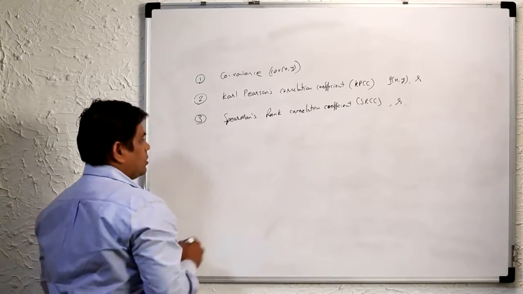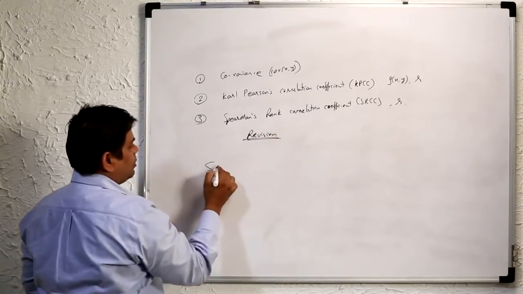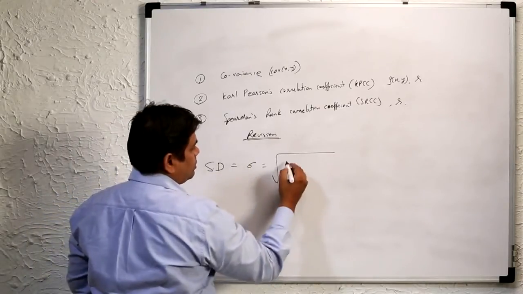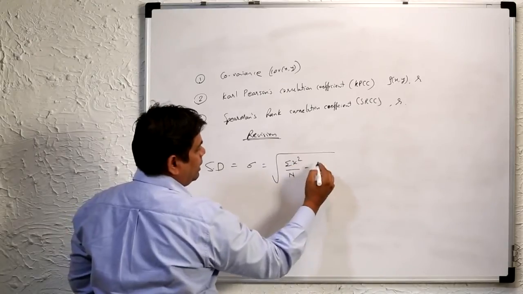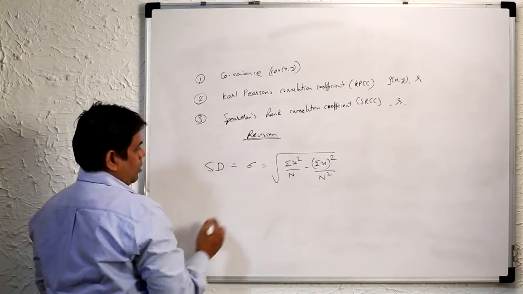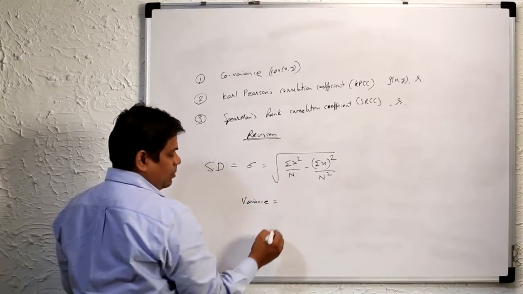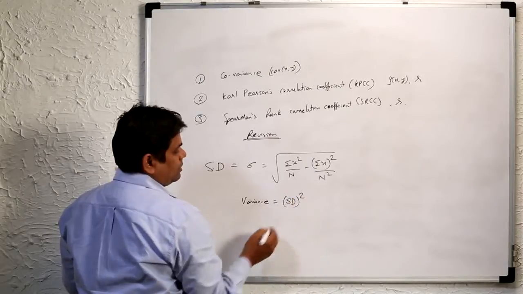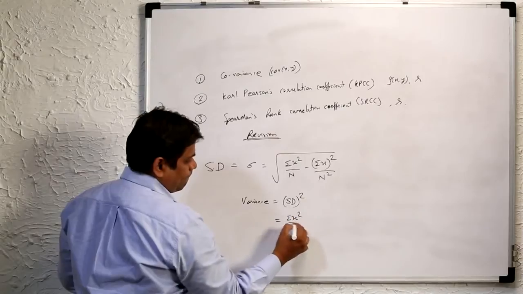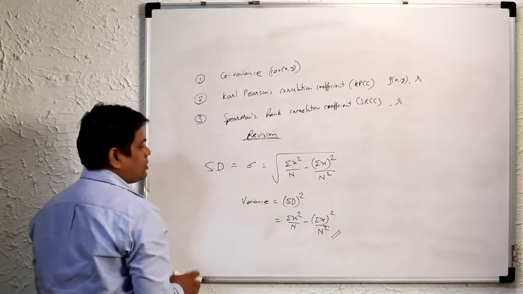What we need to revise from 11th standard is standard deviation, denoted by sigma, which is the root of summation x square upon n minus summation x the whole square over n square. Then you should know variance. Variance is nothing but the square of the SD, so the formula is the same without the root. That's the formula for variance.